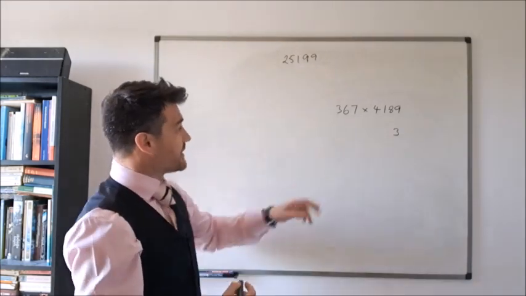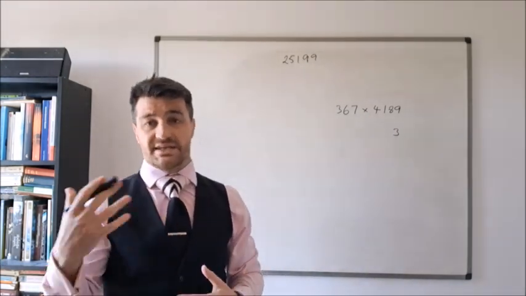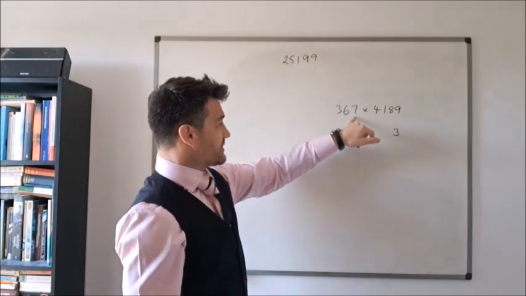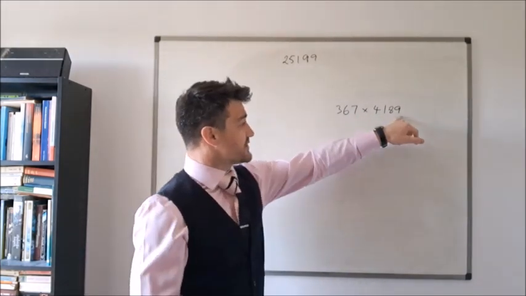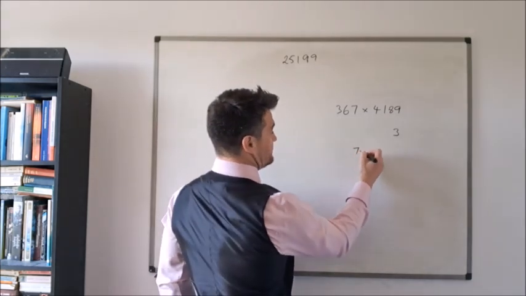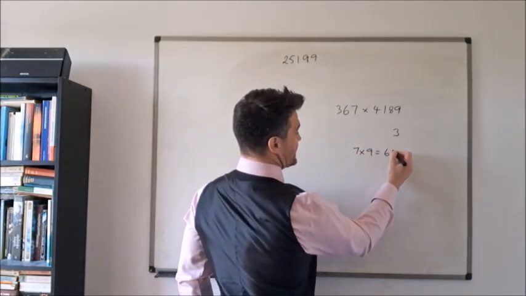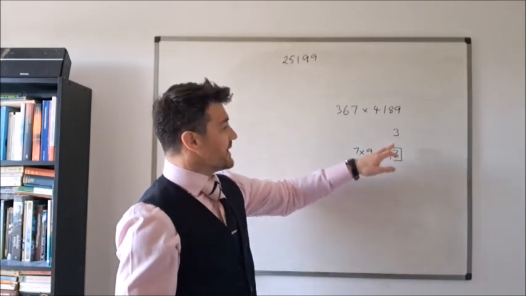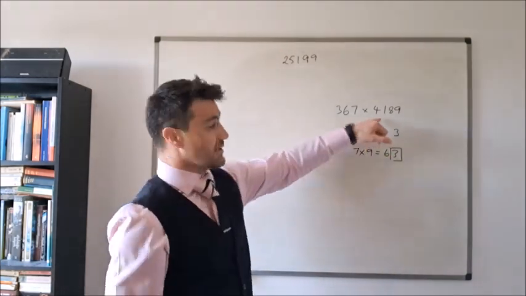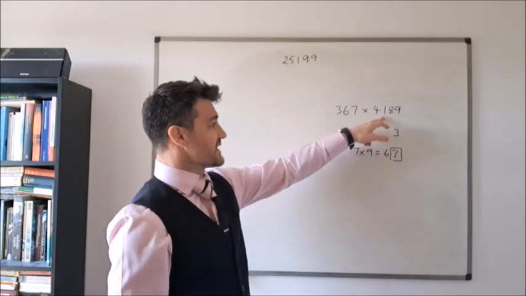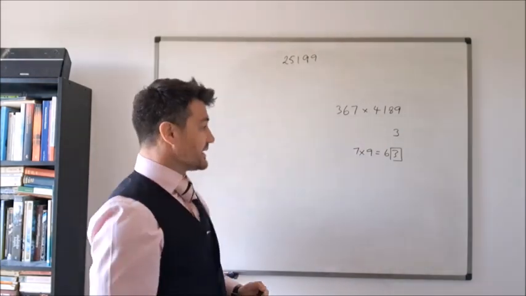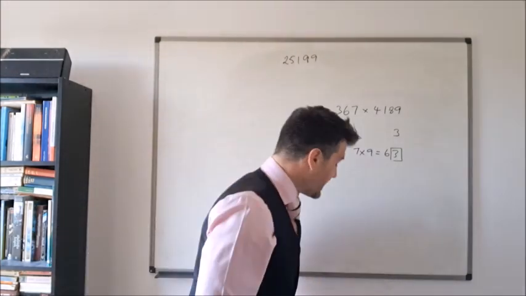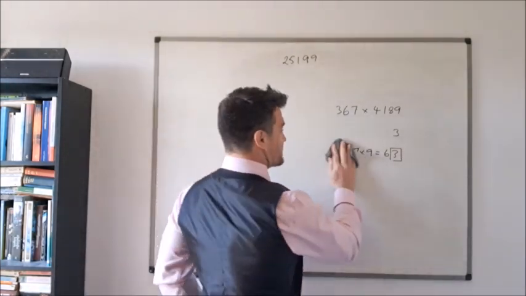How do I know? Because 7 times 9 is 63. In other words, if I just look at the product of the terminal digits of the two individual numbers, 7 times 9, which is 63, 3 is the terminal digit of that product, and therefore must be the terminal digit of the product of 367 and 4,189. So these are going to be some useful things that we're going to need to pay attention to as we work through this problem.